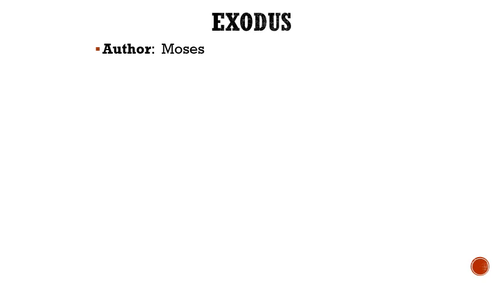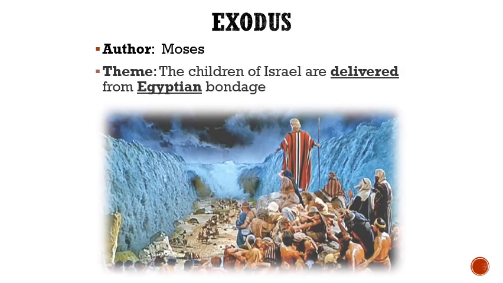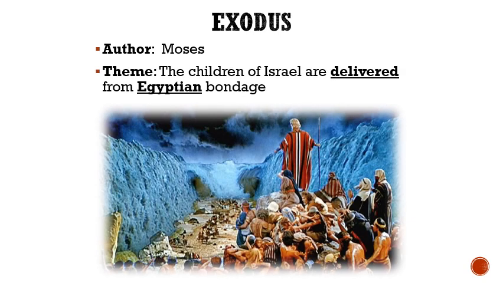As we already discussed, the author of the book of Exodus is none other than the person Moses. The theme of the book of Exodus is the children of Israel are delivered from Egyptian bondage.